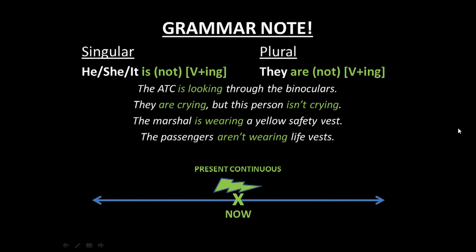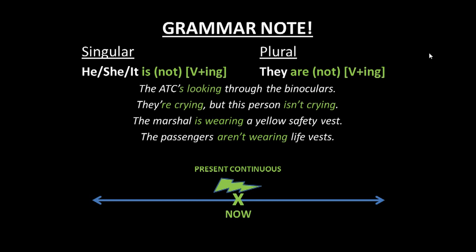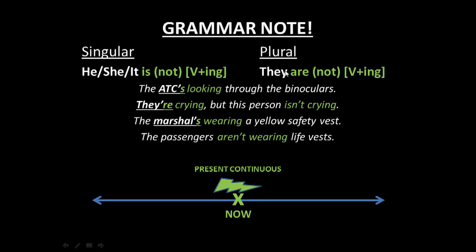However, for pronunciation, we often do this. The ATC's looking through the binoculars. They're crying. The marshal's wearing. We notice that these are contractions, so we put the verb to be with the subject. However, in these negative expressions, isn't crying, aren't wearing, we usually put the contraction with not. Isn't, aren't.